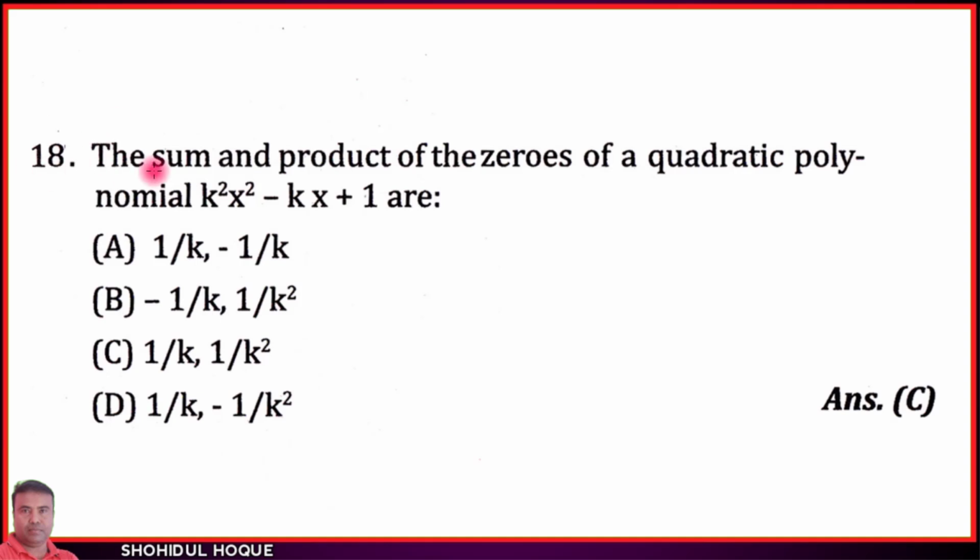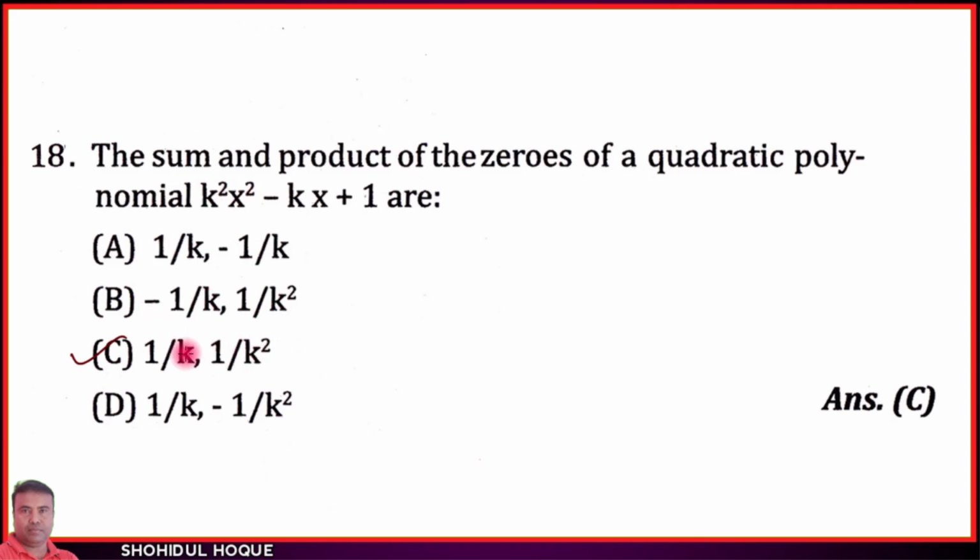Next question number 18. The sum and product of the zeros of the quadratic polynomial k square x square minus kx plus 1 are option A 1 by k, minus 1 by k. Option B minus 1 by k square. Option C 1 by k square. Option D 1 by k, minus 1 by k square. Correct option C, 1 by k and 1 by k square.